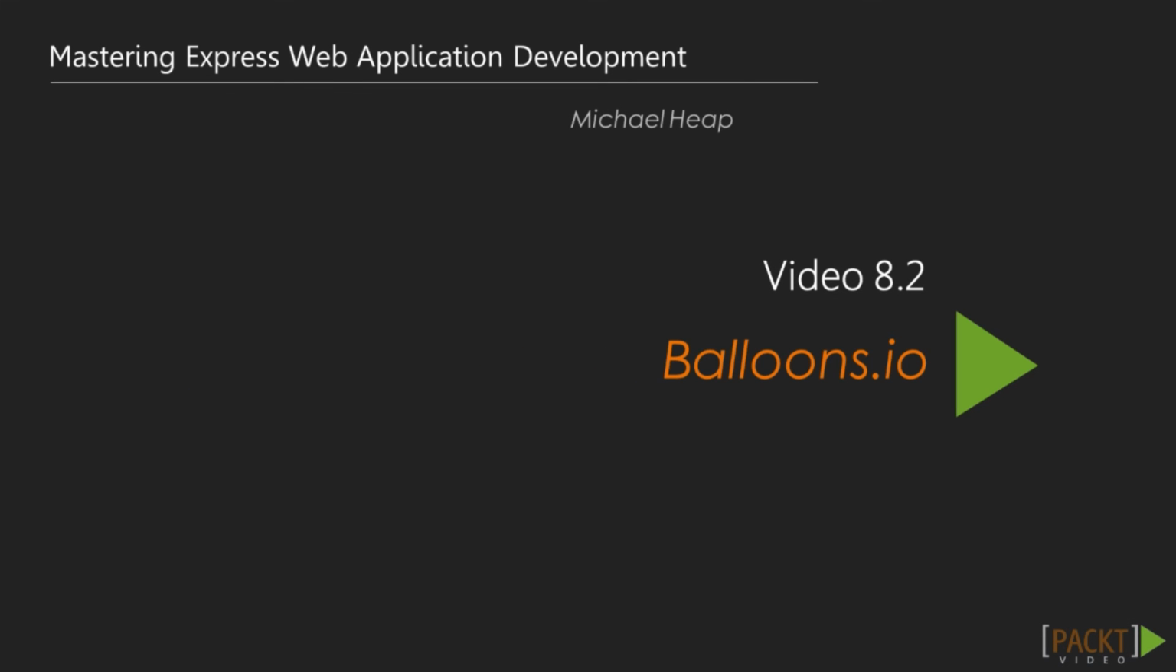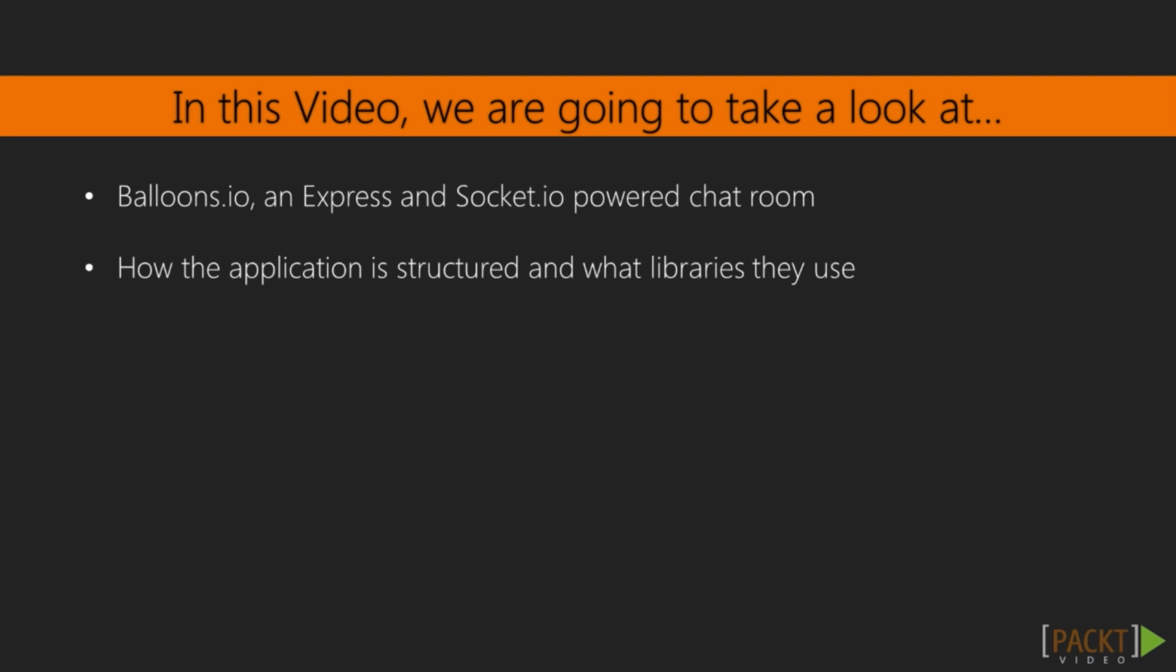Welcome to part 2 of larger ExpressJS applications. In this video, we're taking a look at balloons.io, a chat room built on SocketIO. We're going to take a look at how the application is structured, what libraries they use, and just how different it is from ghost.org, the blogging platform.